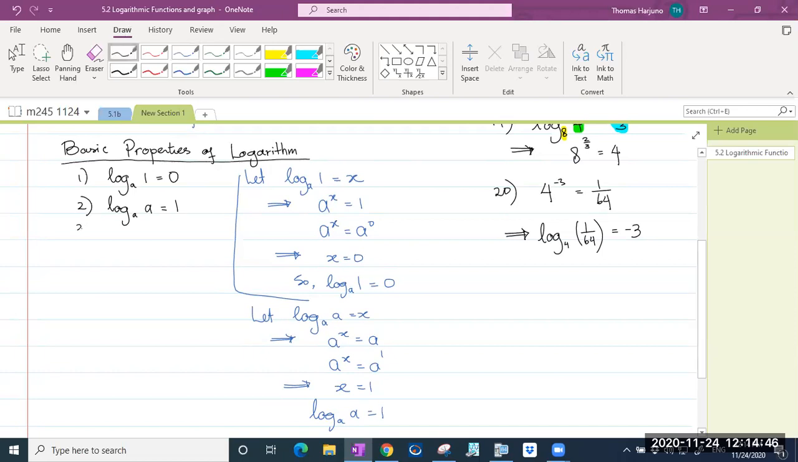The third, log base a of a to the x is equal to x. And for the same reason, a to what power equals a to the x? It must be a to the power of x, right? Okay, a to what power equals a to the x? By one-to-oneness, that what must be x. From here, we also see that logarithm actually cancels exponential.